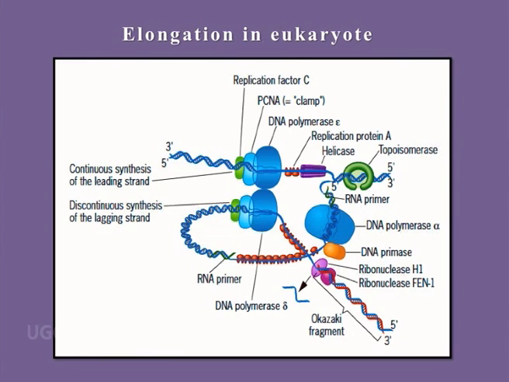Similarly to the prokaryotes, there must be helicase, which is continuously untwisting the double helix, and a topoisomerase acting ahead of the replication fork. In this way, again, there is continuous DNA synthesis in the leading strand, discontinuous DNA synthesis in the lagging strand, and then we have the ribonuclease. The ribonuclease removes the RNA primer present at the 5' end. The ribonucleases which remove the RNA primer are ribonuclease H1 and ribonuclease FEN1.